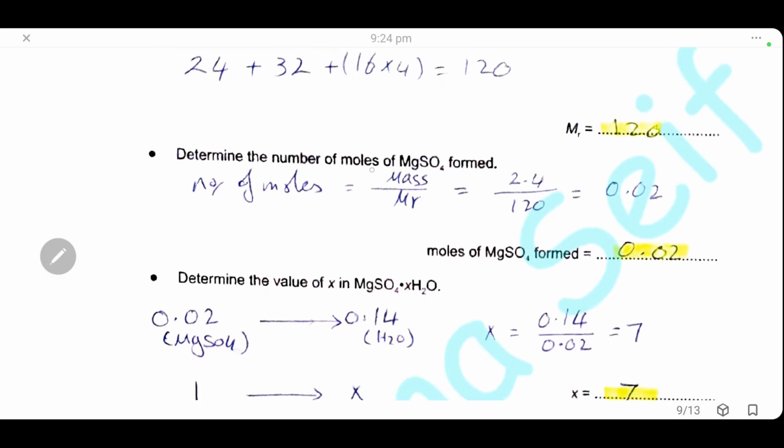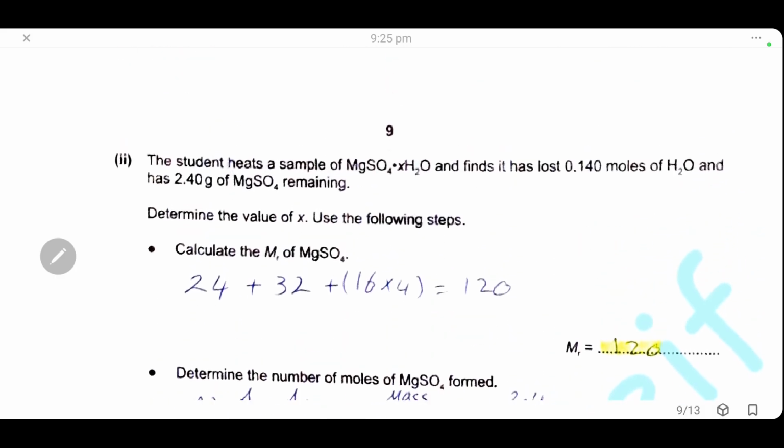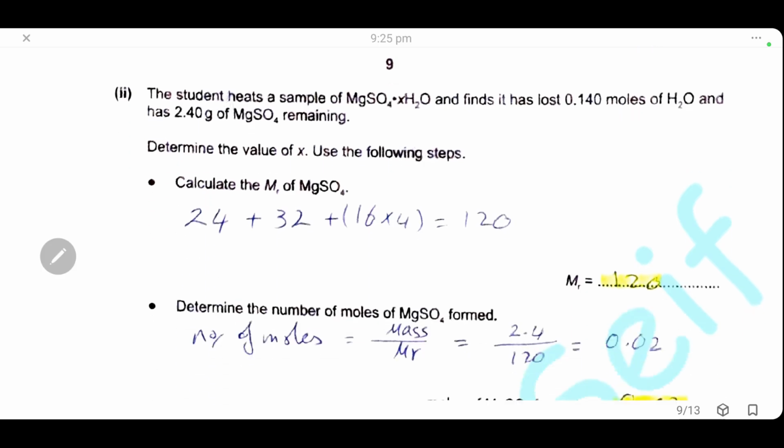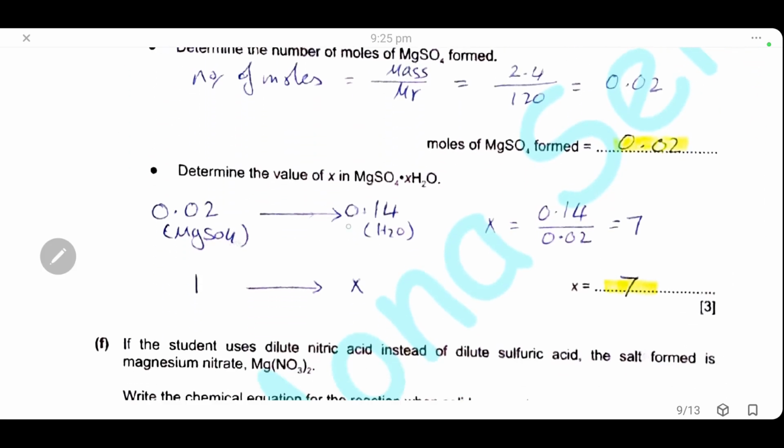Then the number of moles of magnesium sulfate will be the mass of the anhydrous magnesium sulfate, which is 2.4 grams, divided by the molar mass, which is 120. So the number of moles of the anhydrous magnesium sulfate is 0.02. Here, it's already mentioned that we have 0.14 moles of water lost by heating. So the number of moles of water is 0.14.